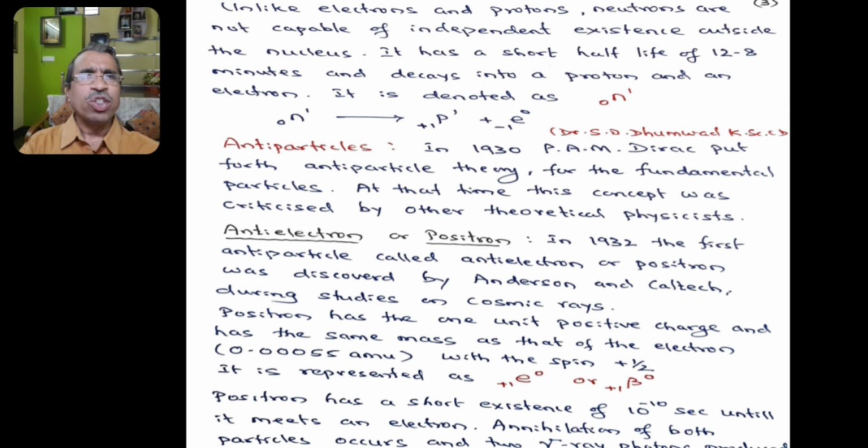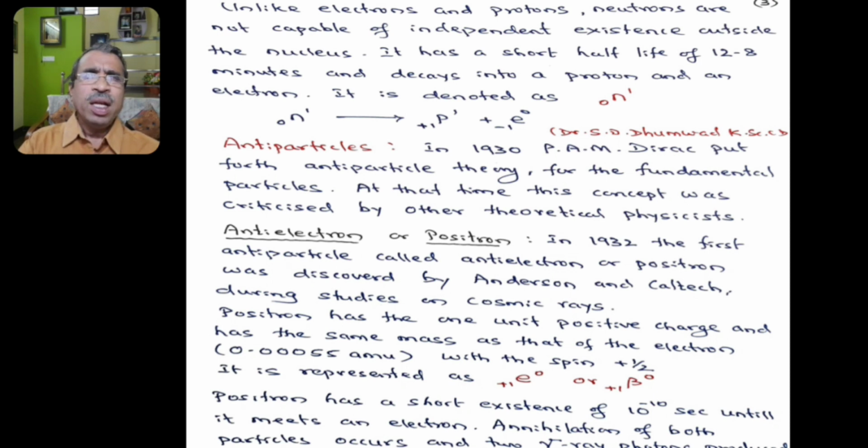It has a short half-life of 12.8 minutes and decays into a proton and an electron. It is denoted as the neutron having charge 0 and mass 1. It turns into a proton in the nucleus and gives out an electron.